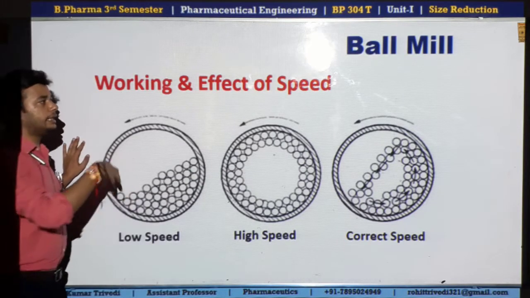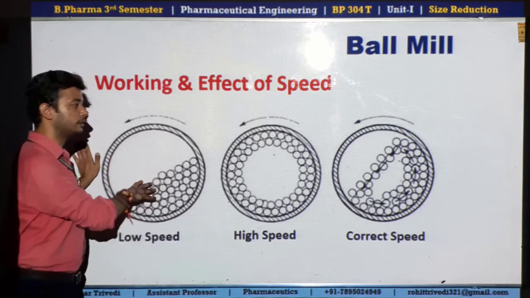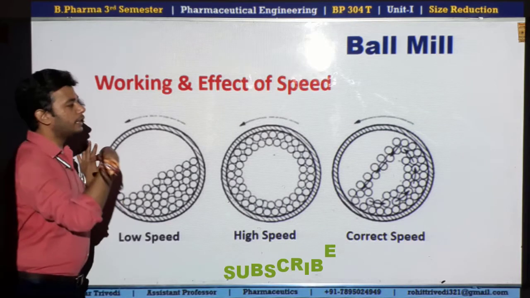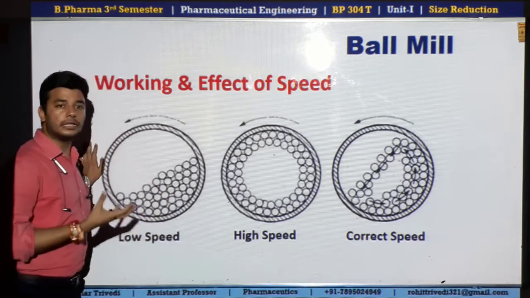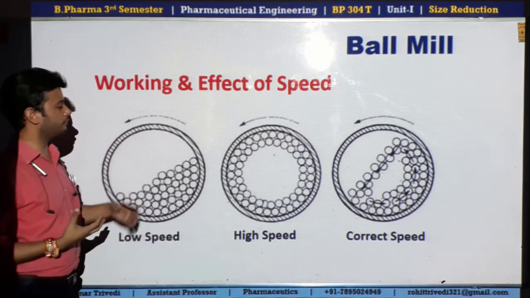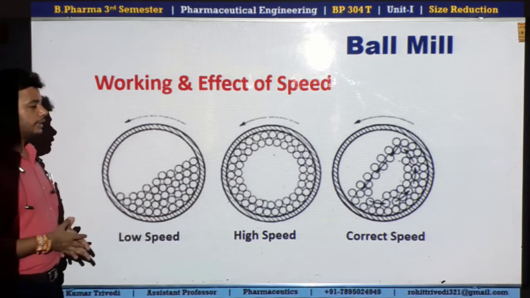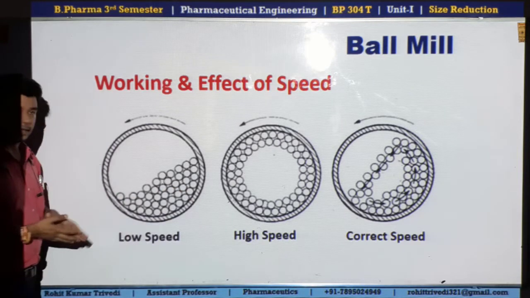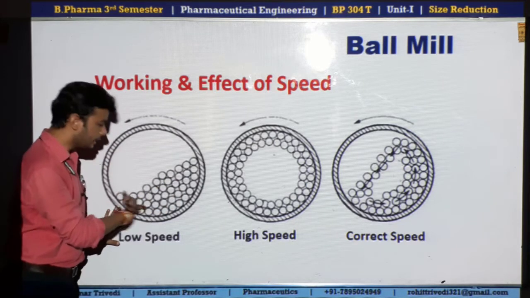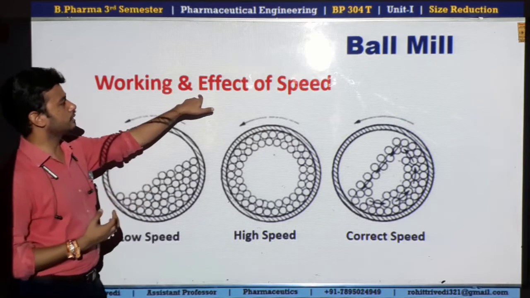The working, and the effect of speed on the efficiency of a ball mill. It is a very important thing. In every question paper, there will be a question on how we can increase or enhance the efficiency of the ball mill. The main thing that controls the efficiency of a ball mill is the speed of that ball mill. We'll be discussing that in a later part. So basically, in the working, it is a hollow cylinder in which we have filled our material and the balls.